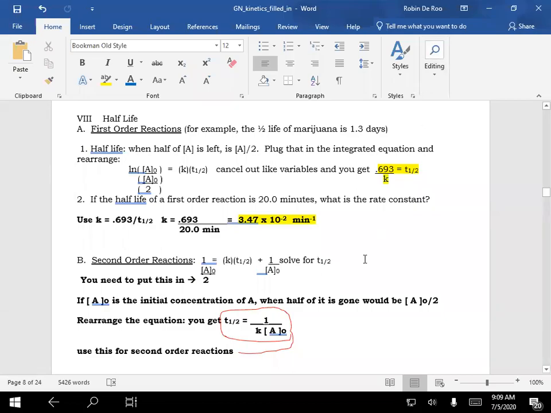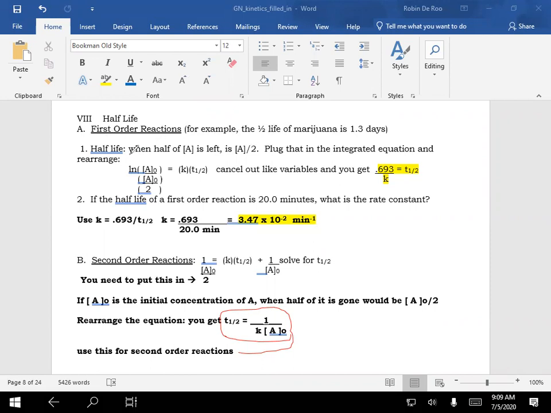We're going to look at a concept called half-life. So let's start with first order. Just to give you an idea of half-life, the half-life of marijuana is 1.3 days. That means if you ingested marijuana somehow, in 1.3 days, 1/2 of the original amount would still be there.